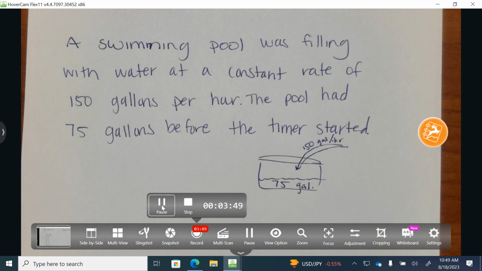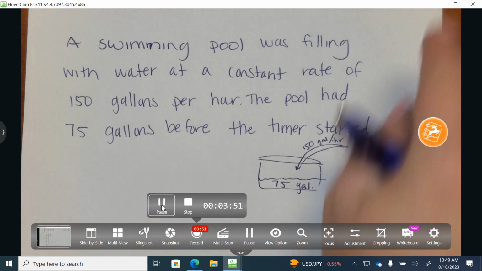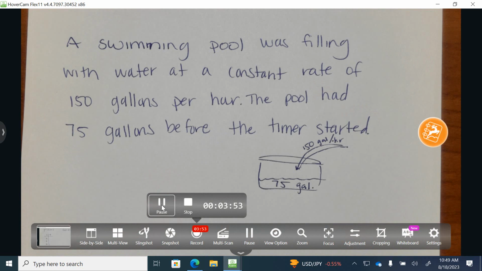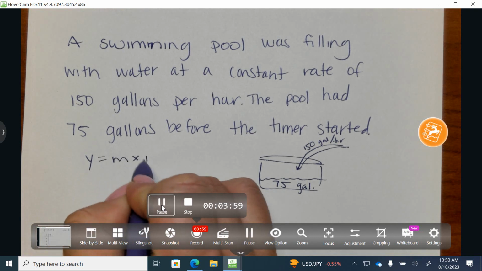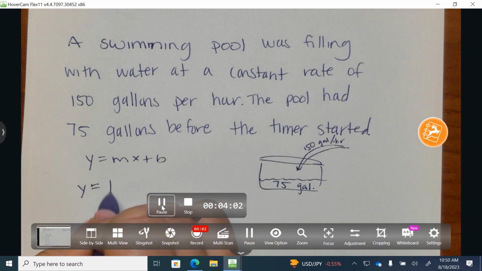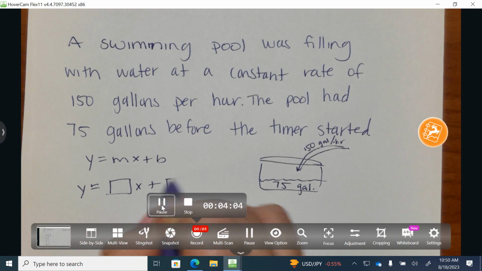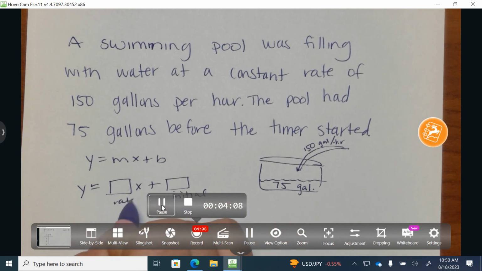Is there a way for us to come up with a linear equation that describes the information that we are given? So whenever we think linear equation, we should think of y equals mx plus b. m will always be our rate, and b will be the initial amount. And if you have forgotten that, you do want to write.